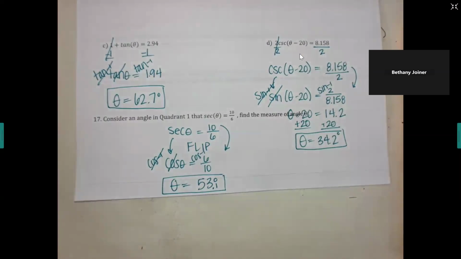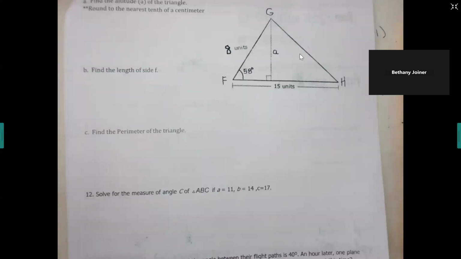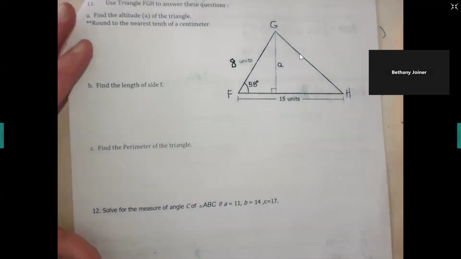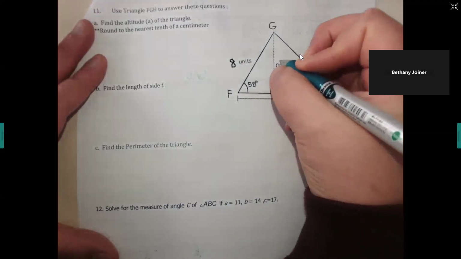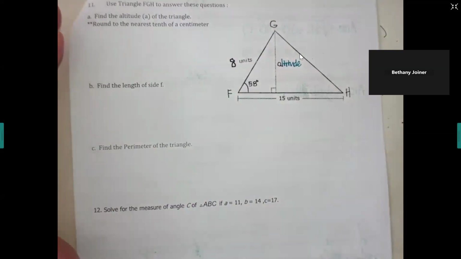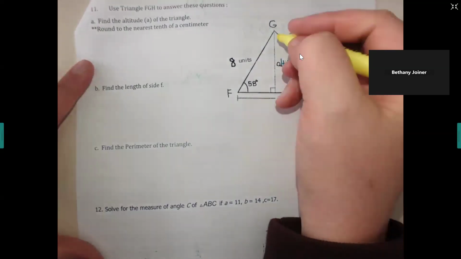All right, so since we're kind of working back to front, let's go ahead and go back one more page here. Okay, and let's take a look at number 11. It asks you to find the altitude of the triangle. There is a little A there. In case you don't know what altitude is, that's the perfectly up and down side of the triangle. Now, I want you to focus right now just on this guy.